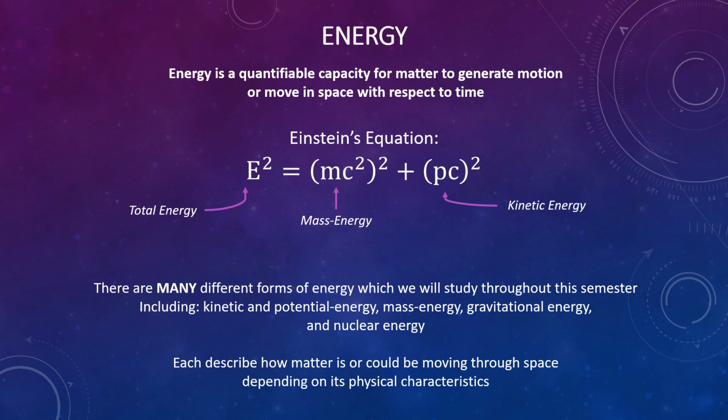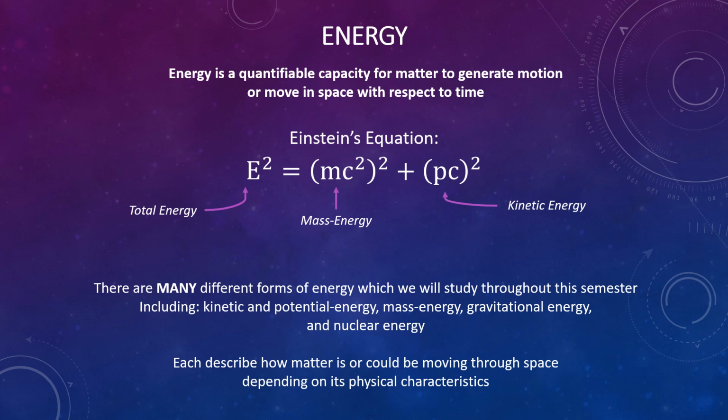But there are other types of energy. There are many different types that we will study this semester. And these include kinetic and potential energy, as well as mass energy, gravitational energy, and nuclear energy. We've talked about kinetic and mass energy when we were talking about Einstein's equation above. We'll learn more later about what potential energy is. You may have heard that in a physics course before.